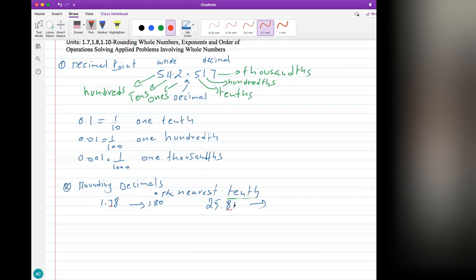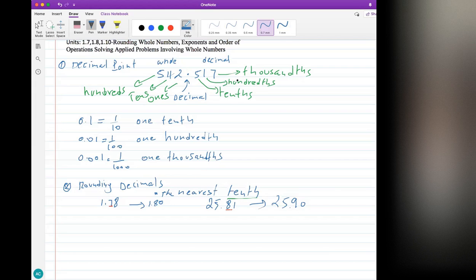If it's below 5, you don't add a number here. But if it's 5 or more, you do add 1. In this case, it just turns into 25.9, and you turn the other one into 0. Okay, that's for the tenth position. And for the other positions, it works the same way.